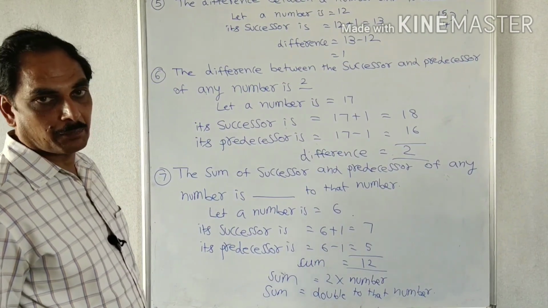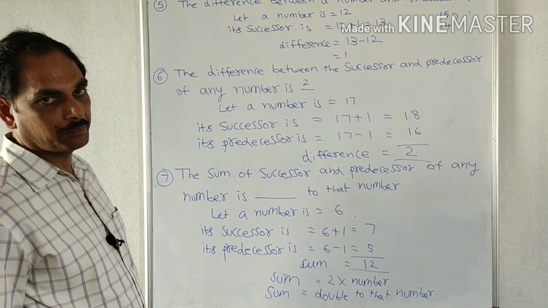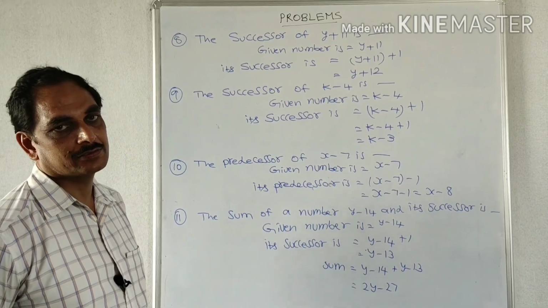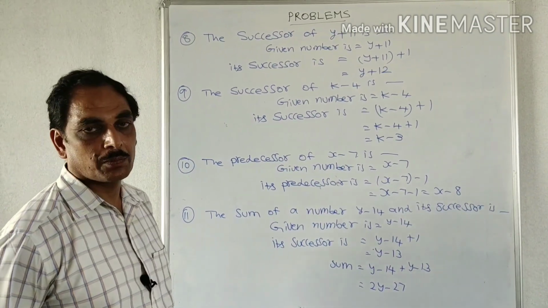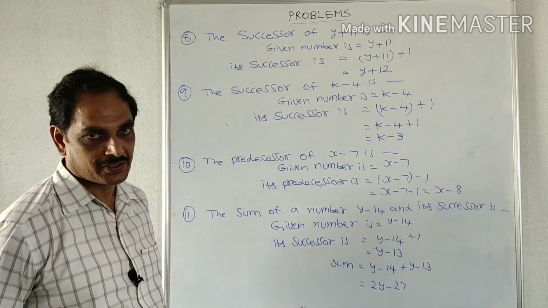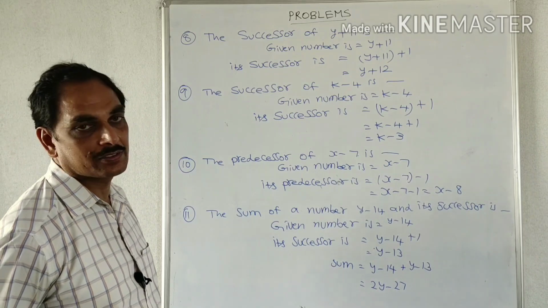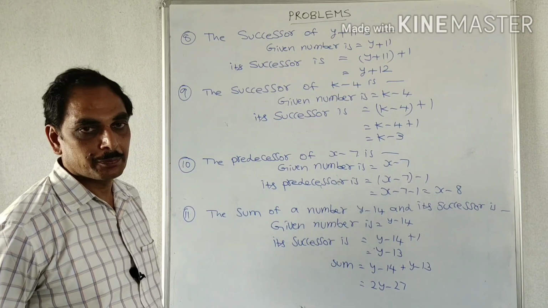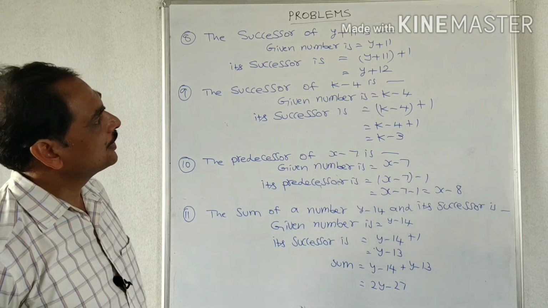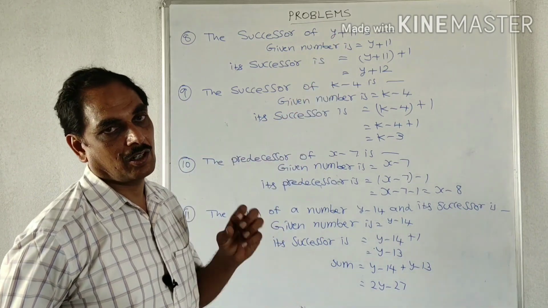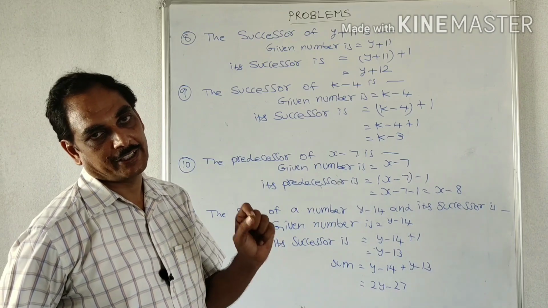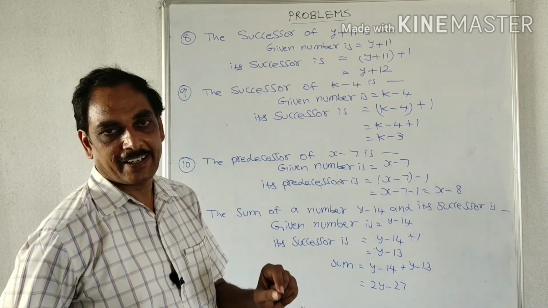So these are the problems. Next we go to the 8th problem. The successor of y plus 11 is dash. Here, for these types of problems, we need some knowledge about algebraic expressions. In algebraic expressions there are terms, variables and constants. In the term y plus 11, y is a variable. All English alphabets are taken as variables and all numbers are taken as constants.